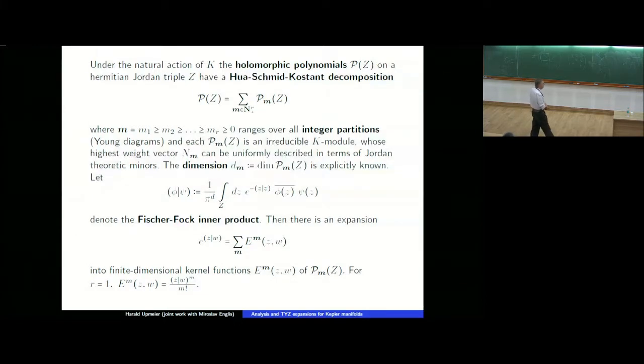Now, let us look at the Fischer-Fock inner product. This is the standard inner product for entire functions. Then the exponential e to the inner product zw, because of this expansion, is uniquely a sum of finite dimensional kernel functions, denoted by E_m of zw, related to the P_m(Z). Only in rank 1 they are very easy, namely the power (zw)^m over m factorial, of course, from the exponential function, but in general, they are more complicated.